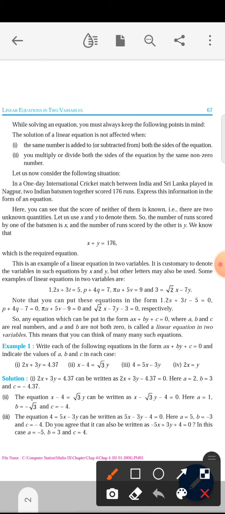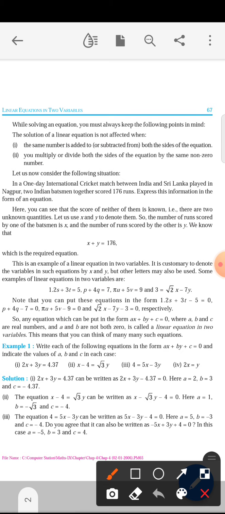This will remain the same. If we multiply by 5 on both sides, or divide by 5 on both sides, or by any non-zero number, we have to take a non-zero number. If we do this, the linear equation does not change; it will remain the same. Okay, now there is one condition given.